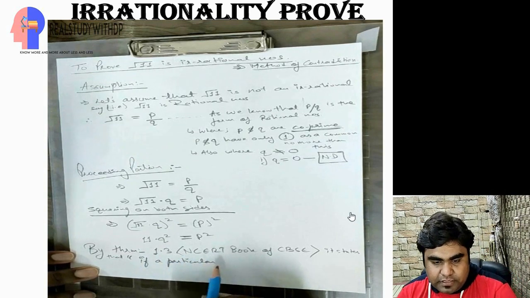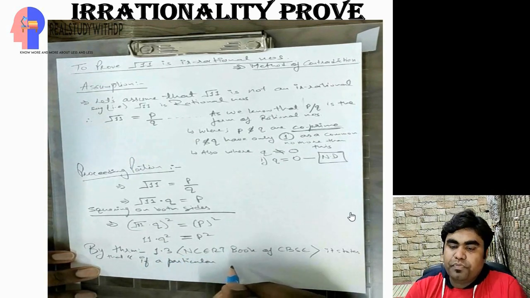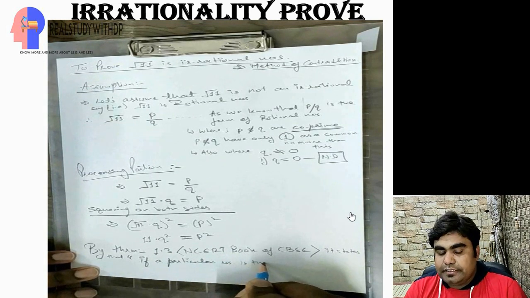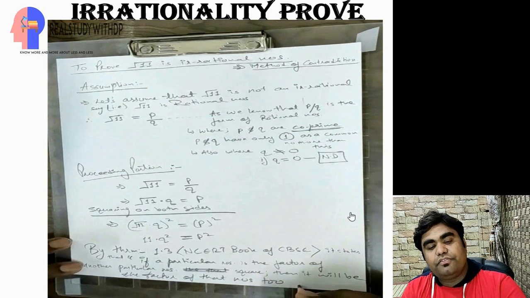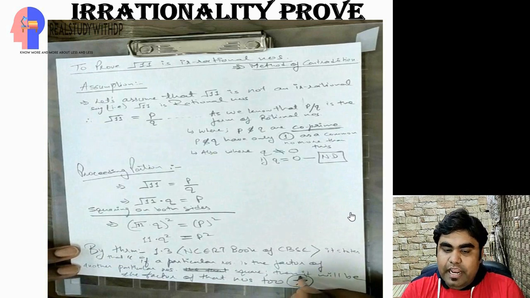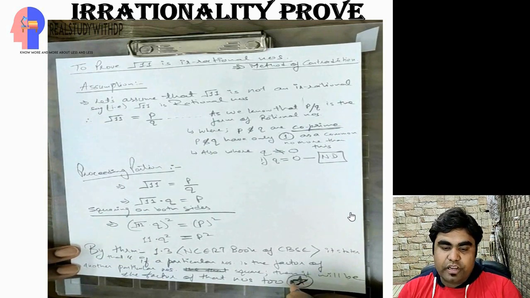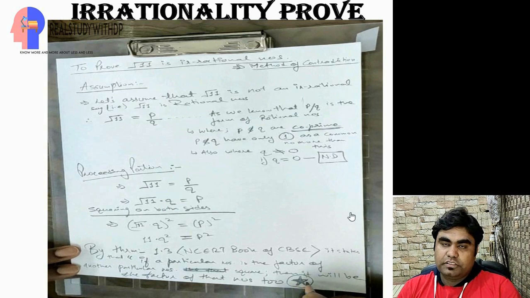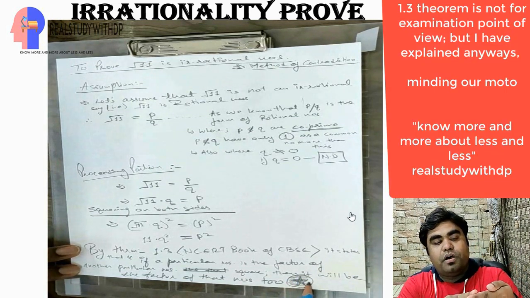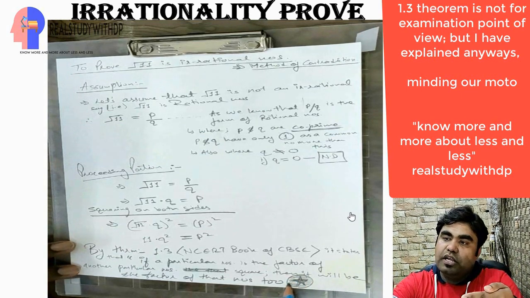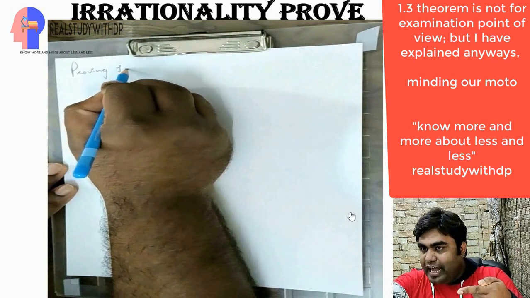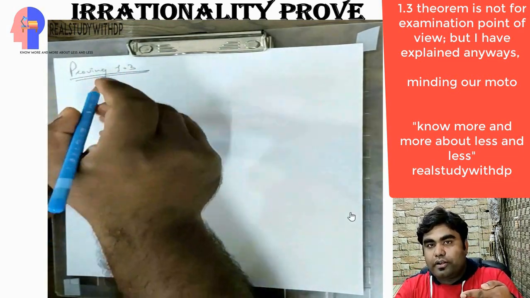That theorem is named Theorem 1.3 in your book. It states that if a particular number is a factor of another number's square, then that number is going to be a factor of the original number as well. That means if a number is a factor of a particular number's square, then it is going to be a factor of that number too.